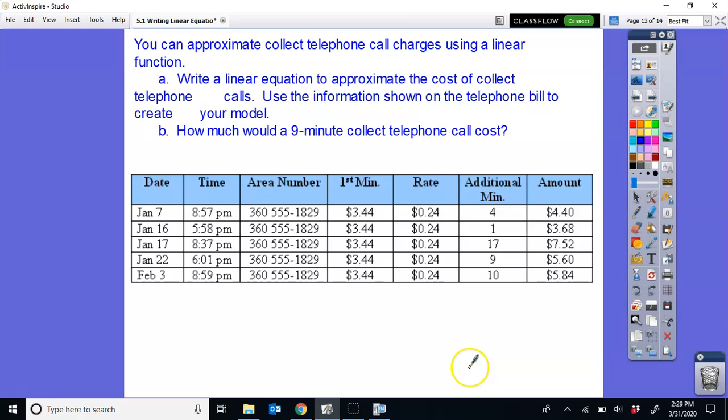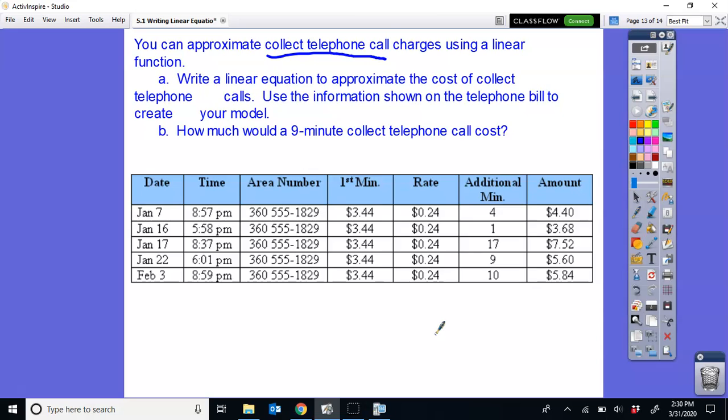Okay, so now hopefully you've paused it and you've tried it. It says you can approximate collect telephone call charges using a linear function. Now, I know some of you don't know what that is, but it's okay. You don't really need to know what that is. Basically, it's a way to call people and let them pick up the cost of the phone call. It's kind of what people do, and I hate to say it this way, but sort of what people do in prison when they make their phone call from prison. The person who is receiving the call picks up the charges.